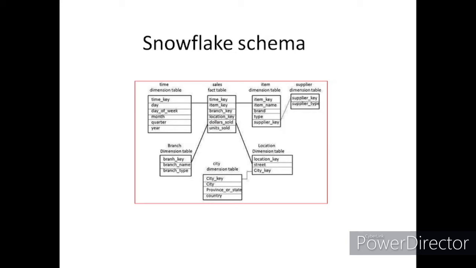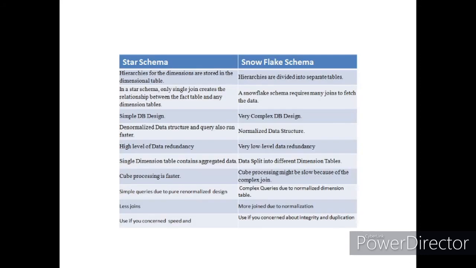In other words, the star design is a pure denormalized design, while snowflake design can have normalized dimension tables. So the difference between the star design and snowflake design is that the snowflake design has normalized dimension tables, while star design will have pure denormalized tables.